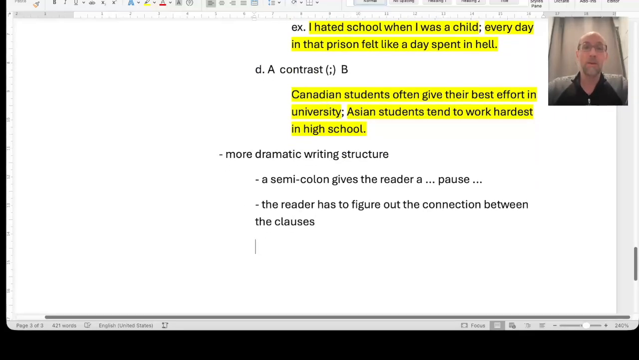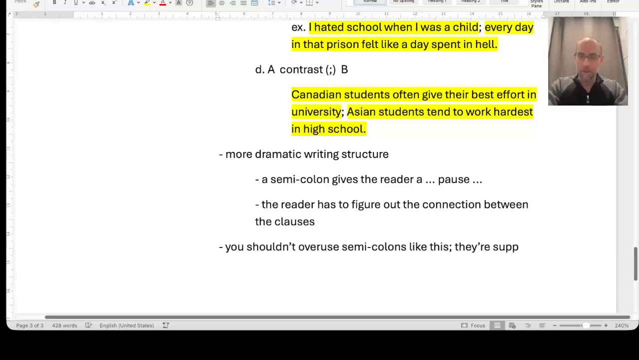The one last note here is that as a result, it's dramatic. You shouldn't overuse semicolons like this. They're supposed to be special. So how about that? Semicolon. They're supposed to be special. There we go. I think that's the reason, the cause, and this is the effect. If I made this a capital Y, this would be a proper sentence. You shouldn't overuse semicolons like this. Semicolon. They're supposed to be special.